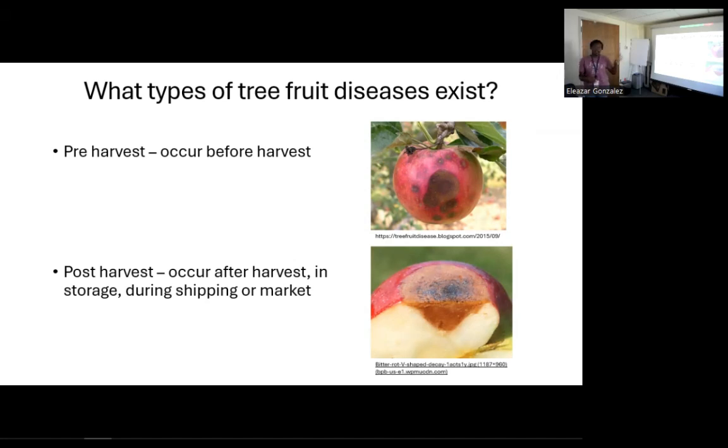And for some of these, the infection might be occurring after harvest, whereas for certain post-harvest diseases, the pathogen might have entered the crop before harvest, and then the conditions become favorable after harvest, and then it begins to develop symptoms. So it's good to know that we have pre-harvest diseases and post-harvest diseases, and both are very important for tree fruit production. Thank you.